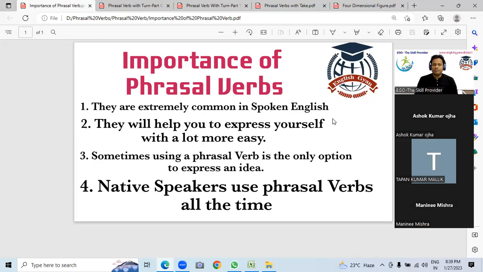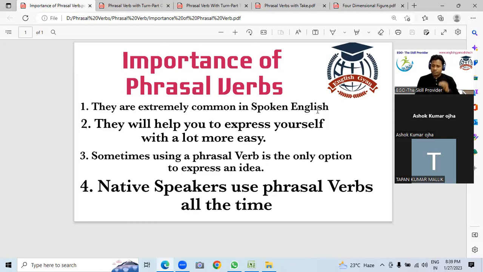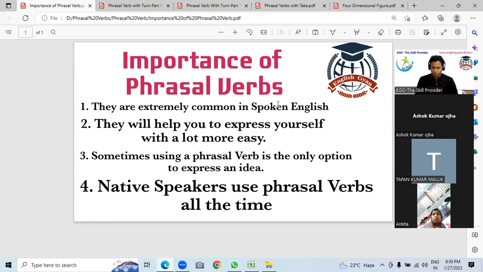So what is more important? The importance of phrasal verbs we are going to discuss. They are extremely common in spoken English. You are supposed to use them as a natural process. The first one: they help you to express yourself a lot more easily.